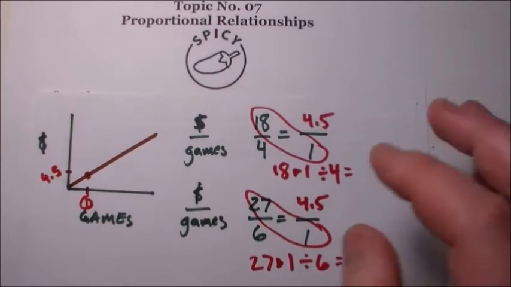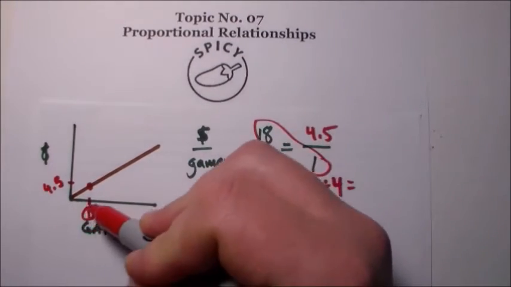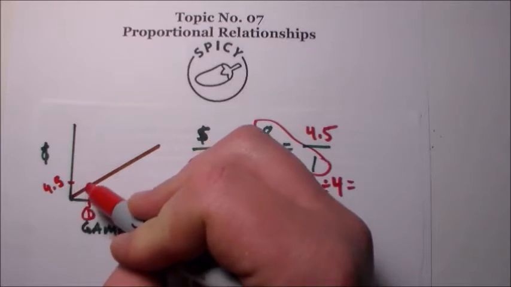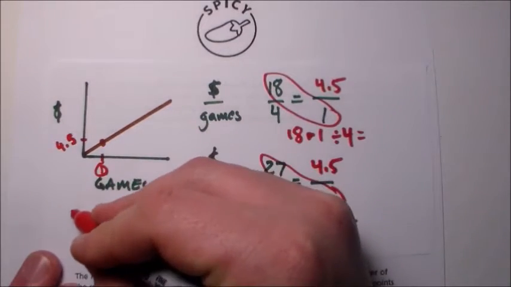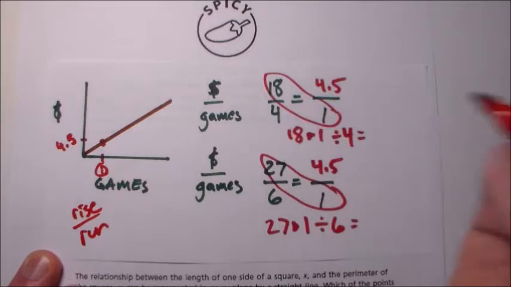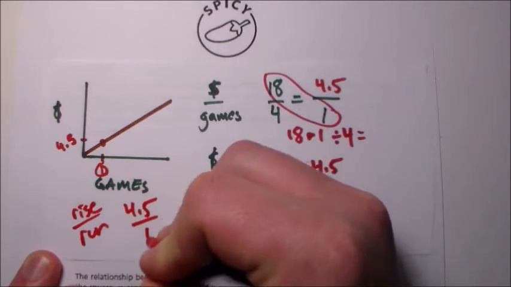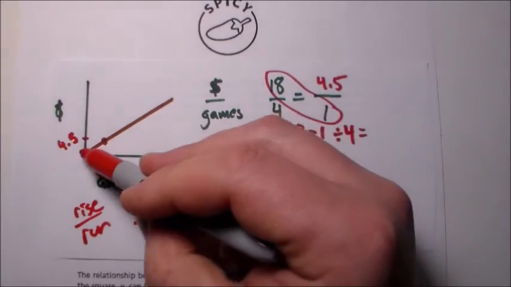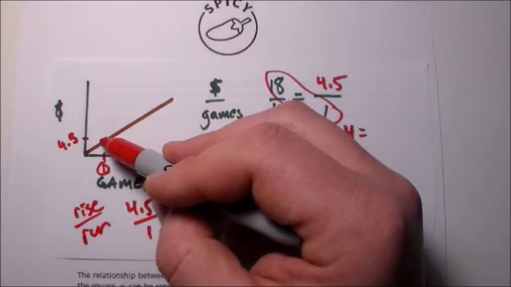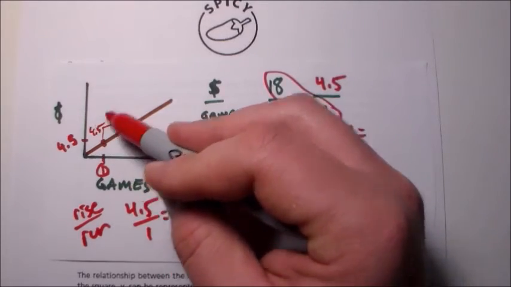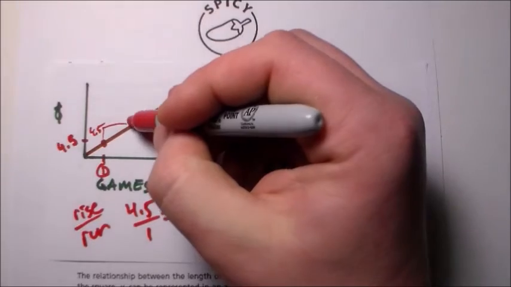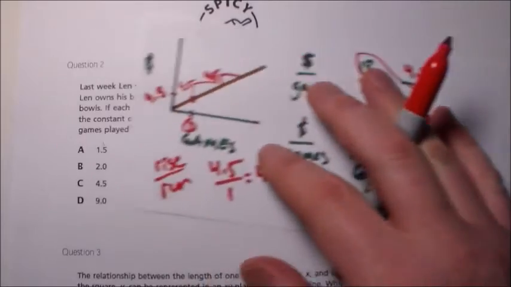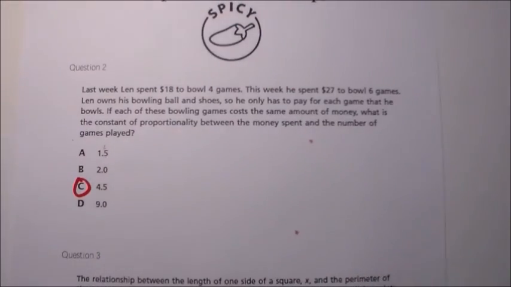So for every game, and we're told that all the games cost the same, you're going to pay $4.50. You're going to rise $4.50 for a run of 1. If you think of this as rise over run, you can think of this as a rise of 4.5 over a run of 1, which equals just 4.5. So that's your constant. Every iteration of another game is going to cost you another $4.50. That's why it's a constant, and that's why 4.5 is the right answer. And we're good.